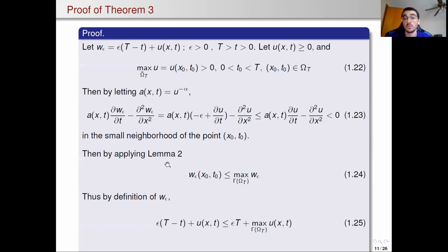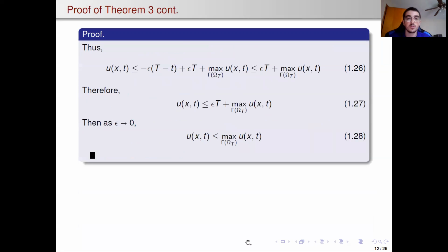Now we can use our Lemma 2, and we know that W_epsilon of (x_0, t_0) is less than or equal to the maximum of W_epsilon on the parabolic boundary. Then we can substitute in our definition of W_epsilon to achieve 1.25. Next, we can subtract epsilon times the quantity t minus t_0 to the right side and simplify to achieve 1.27. Finally, we can take epsilon as it approaches 0 to achieve our desired inequality, 1.28, and we are done.